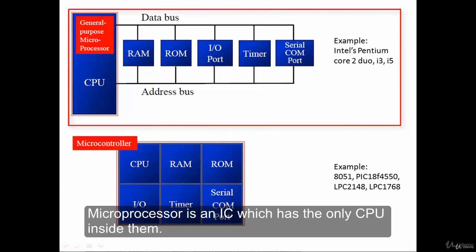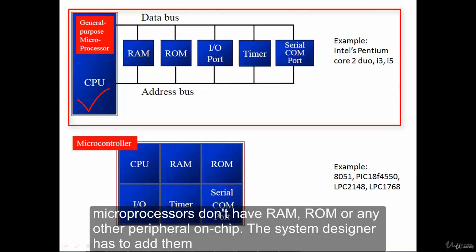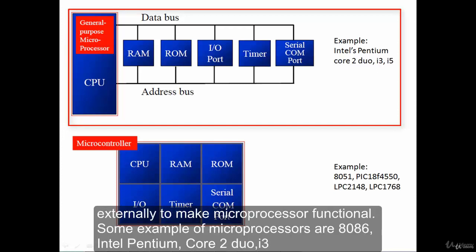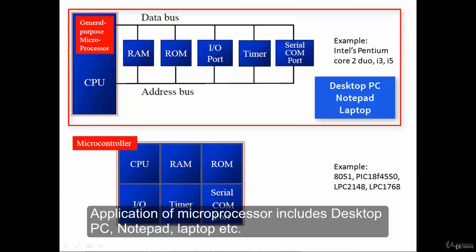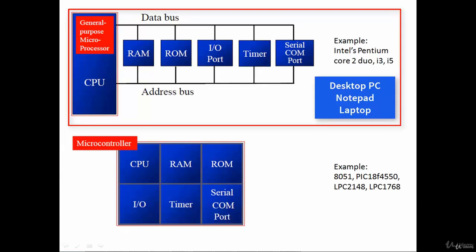Microprocessor is an IC which has only CPU inside them. Microprocessors don't have RAM, ROM, or any other peripheral on chip. The system designer has to add them externally to make microprocessor functional. Some examples of microprocessor are 8086, Intel Pentium, Core 2 Duo, i3 and i5. Applications of microprocessor include desktop PC, notepad, laptop, etc.